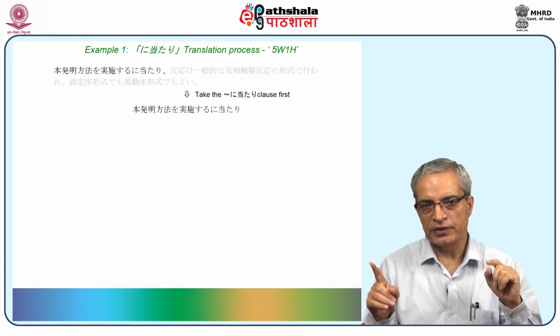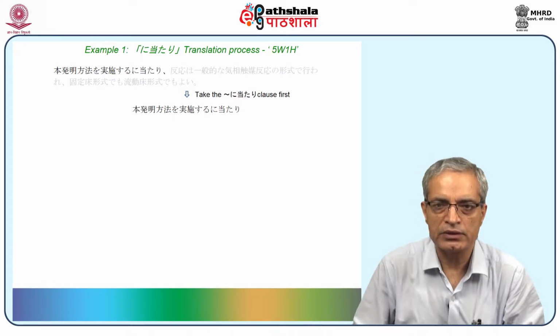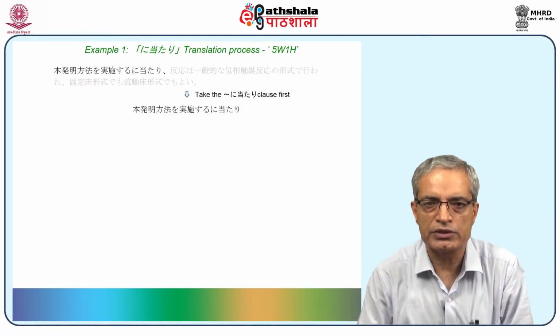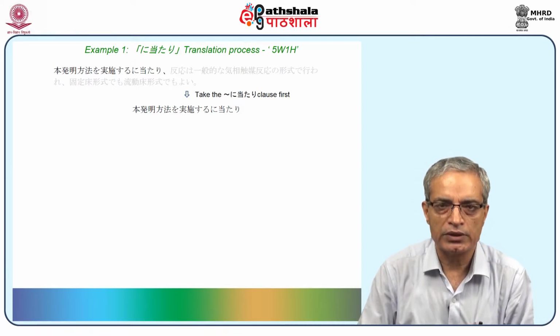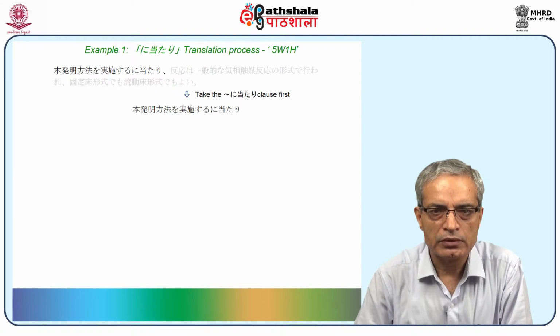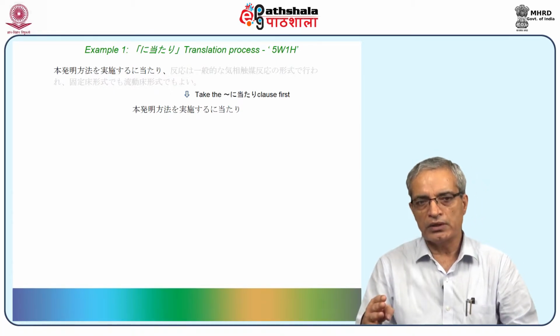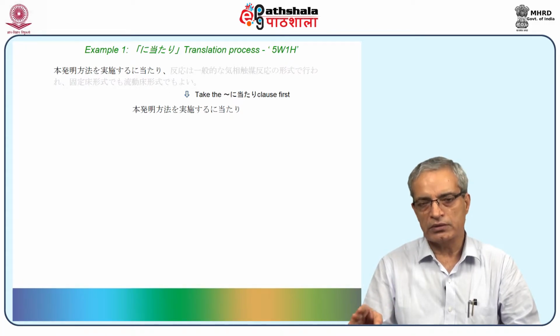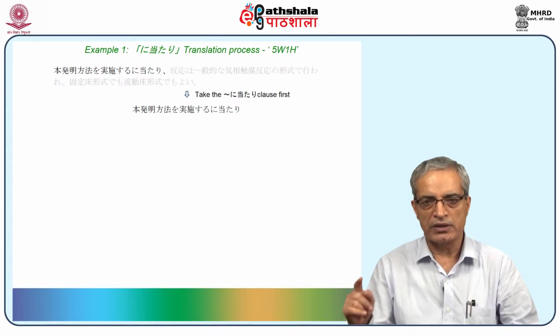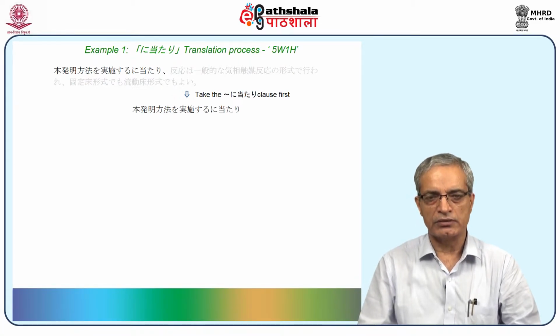The next is Hannova ippantekina kiso shokubai hanno no keshiki de okonaware. Kote sho keshiki demo and ryudo sho keshiki demo yoi. So A keshiki demo, B keshiki demo yoi. This part we'll take up separately. Take the Niyatari clause first. Hon hatsume ho ho jishisuru Niyatari. Okay.